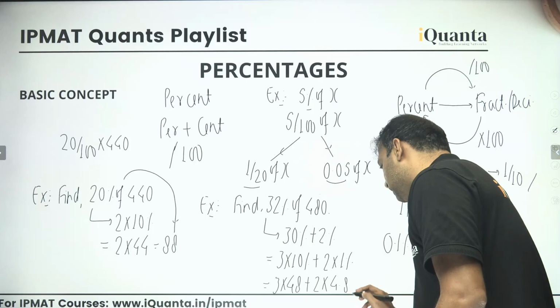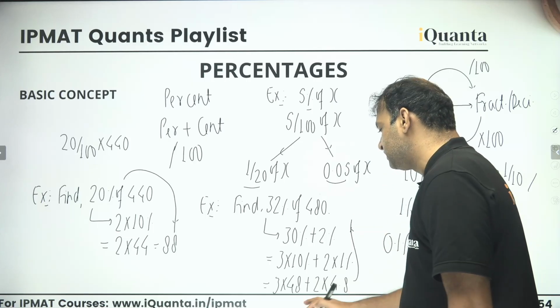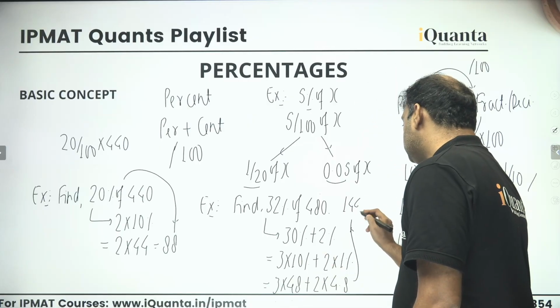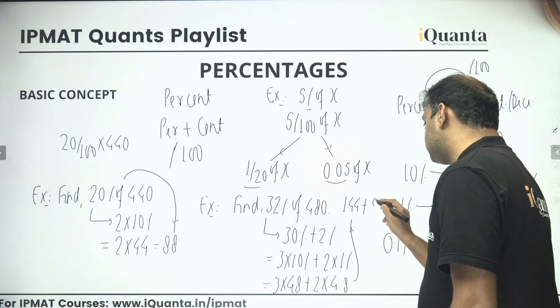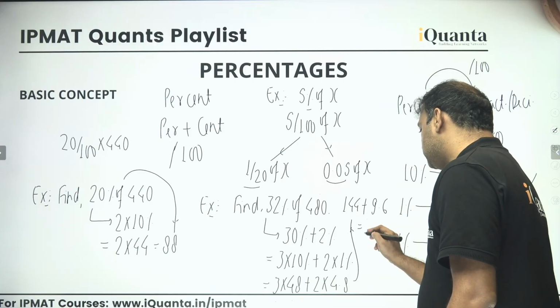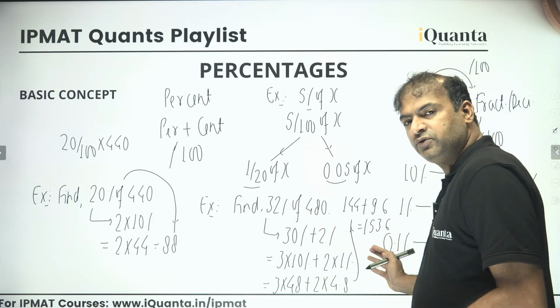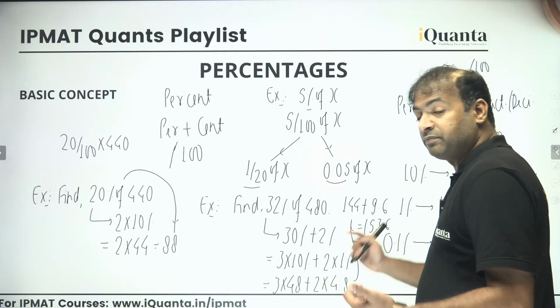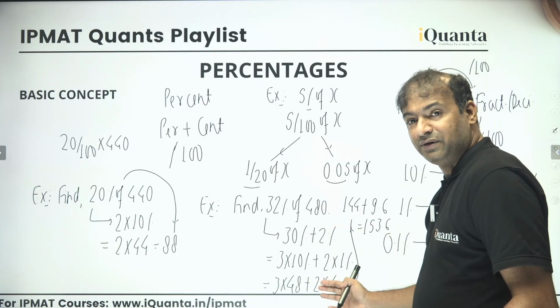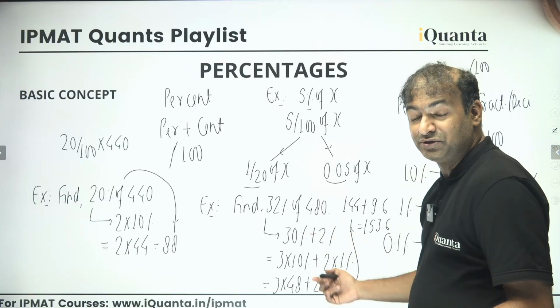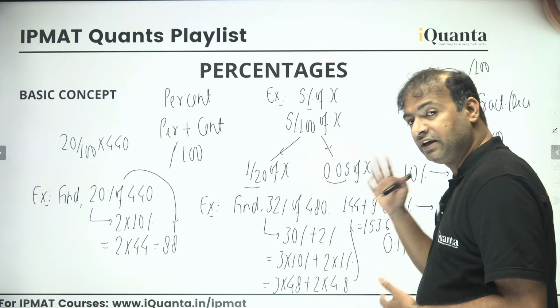All right. Now, we just have to calculate this. 3 into 48 is nothing but 144. And 2 into 4.8 is nothing but 9.6, which makes 153.6. All right, so this is how we can find 32% of 480. As I said before, we are not supposed to write so much. If we write so much, it will take so much time. We have to do a lot of things in our brain.